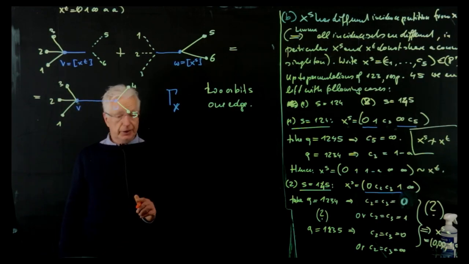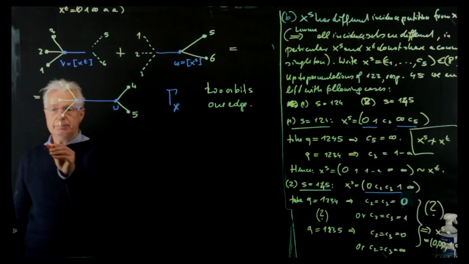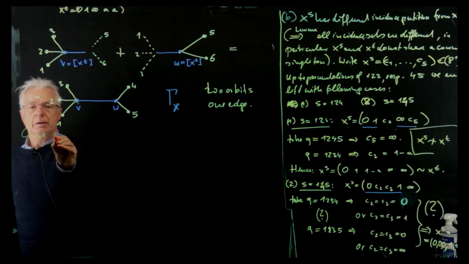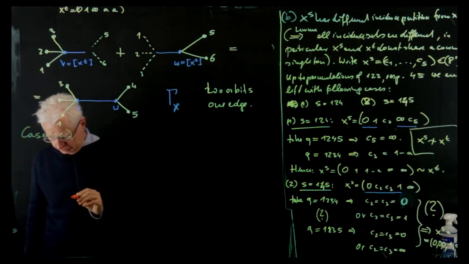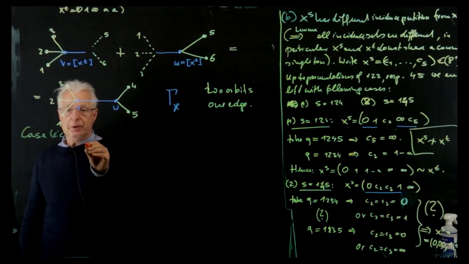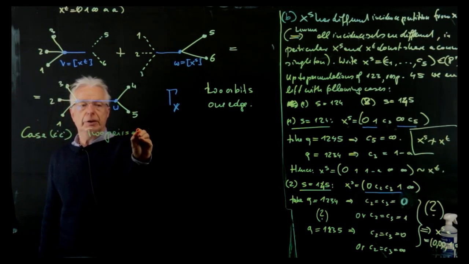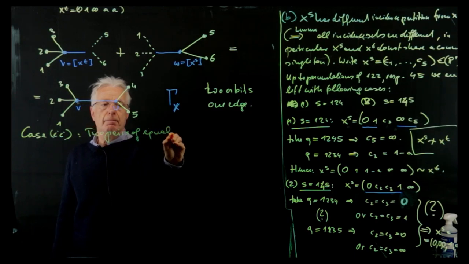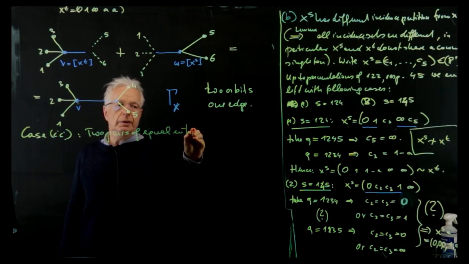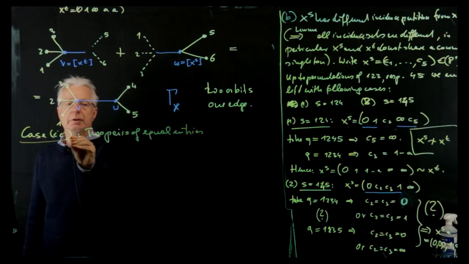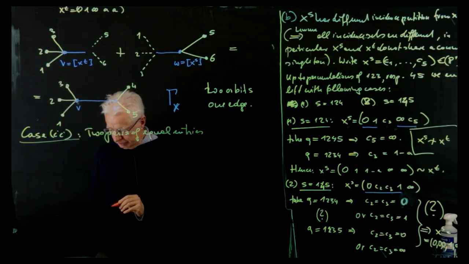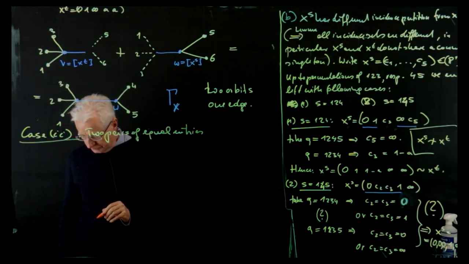Now I want to do also the next case, where we have precisely two pairs of equal entries. I will do it a little bit shorter, but just to show what the graph will be.